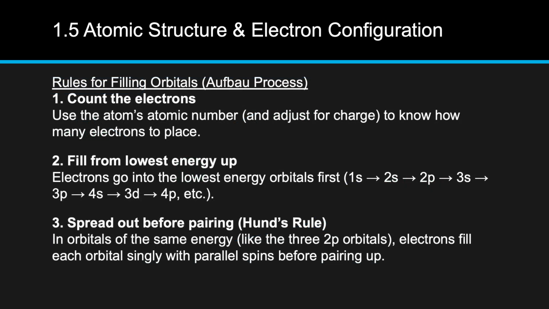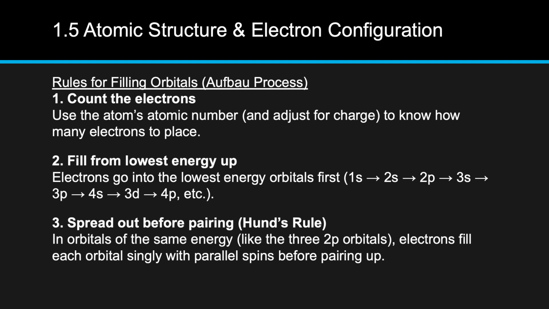So now let's get into electron configuration. When we're filling orbitals, hypothetically, in electron configuration, there are 3 rules I want you to remember. Number 1, you first need to count the number of electrons total that you have in the atom or the ion, depending on what you're doing. Next, you need to fill from the lowest energy up.